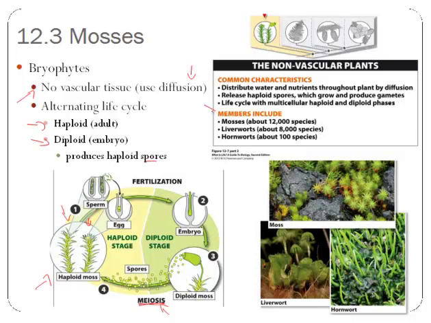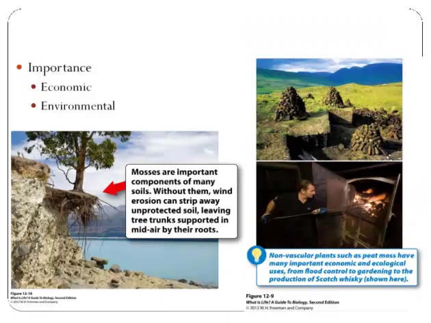For the members of the bryophyte group, or mosses, they're mosses, liverworts, and hornworts. And all of these are actually found in Iowa, so if you go out walking through the woods, you might find samples of all of these, including the liverworts and hornworts. A little bit more about mosses, their importance.